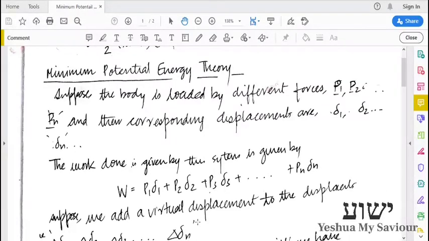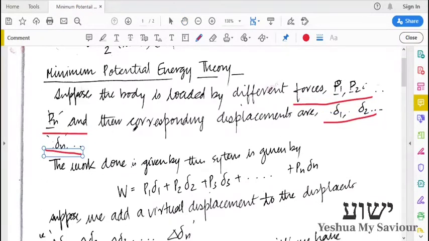Good day. Next, we'll be looking at the principle of minimum potential energy. Suppose we have an object on which many loads are acting, like P1, P2, P3, Pn. And corresponding to these loads, we have displacements, as shown here, delta 1, delta 2, delta n.